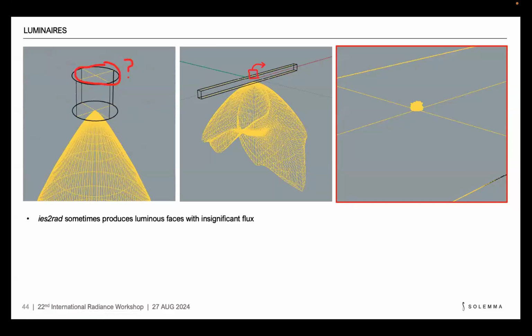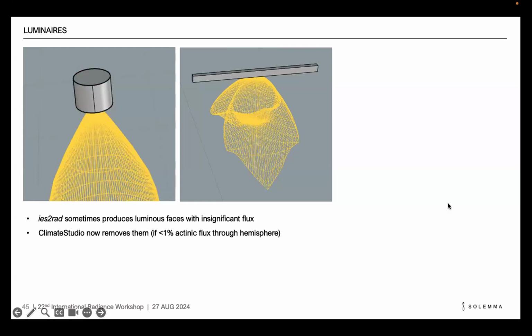And we've done a little bit of optimization around some of IES-Terad's behavior. If there's spurious data in an IES measurement, like a small percentage of upward flux or sideways flux, less than 1% of the total lumens of the luminaire, we just get rid of that in ClimateStudio, but IES-Terad will leave these very tiny little flux surfaces up, which makes the simulations take a bit longer. So that's just an optimization function.